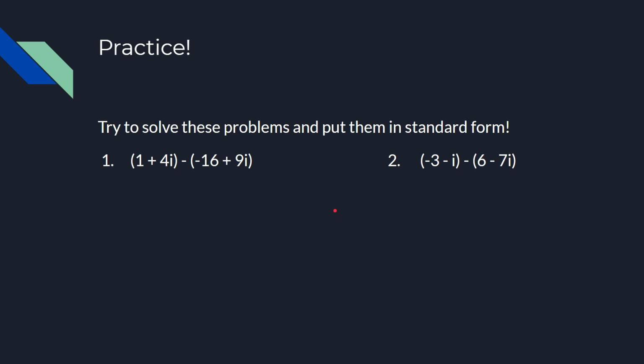Now these are just simple practice problems. For one, you have (1 plus 4i) minus (negative 16 plus 9i). And for number 2, you have (negative 3 minus i) minus (6 minus 7i). I'll give you a second to solve these. Pause the video now if you want to go through them, and then we'll cover the answers.